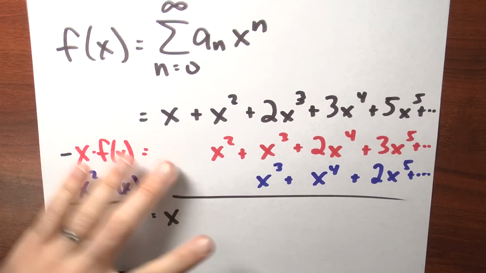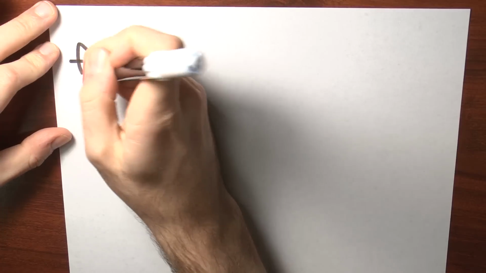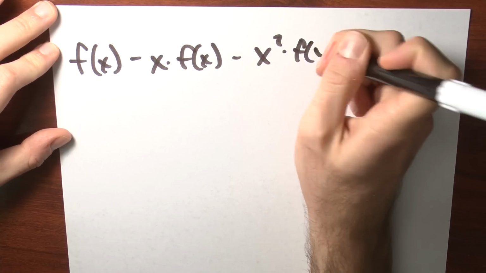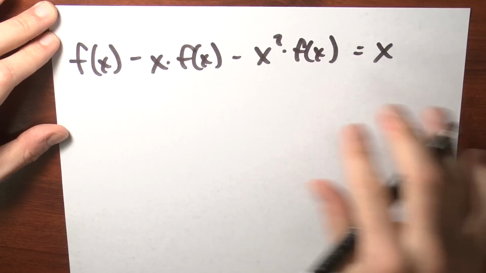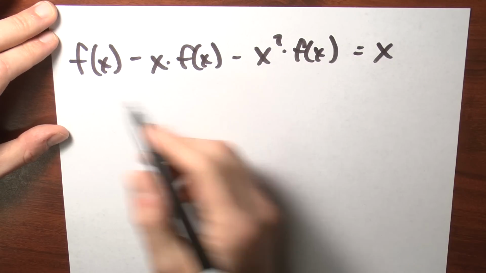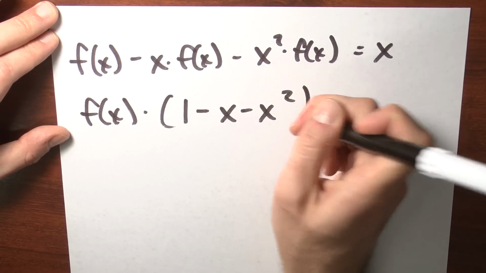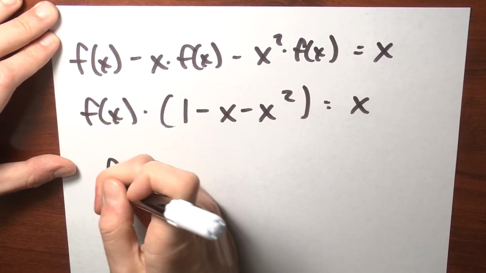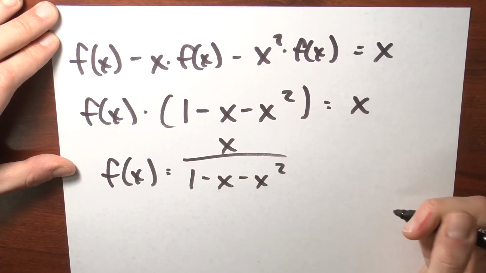Well, what does that even mean? So just totally ignoring issues of convergence, really just thinking about this entirely formally, what I've got is that f of x minus x times f of x minus x squared times f of x is just x, where f is the function given by a power series whose coefficients are the Fibonacci numbers. Now I'll factor out an f of x. I've got f of x times 1 minus x minus x squared is equal to x. And I'll divide both sides by this. So f of x is x over 1 minus x minus x squared.